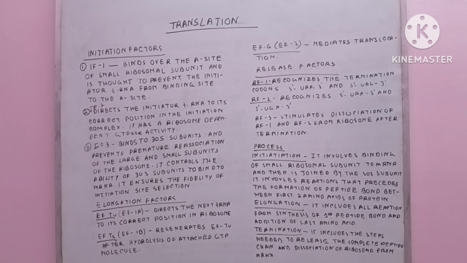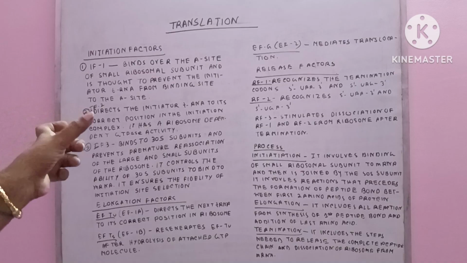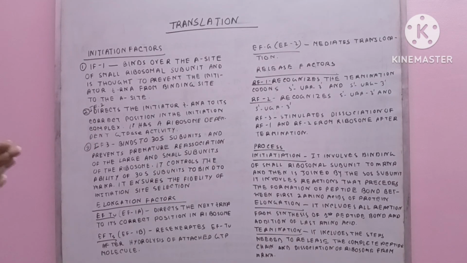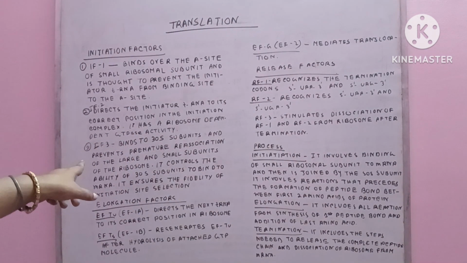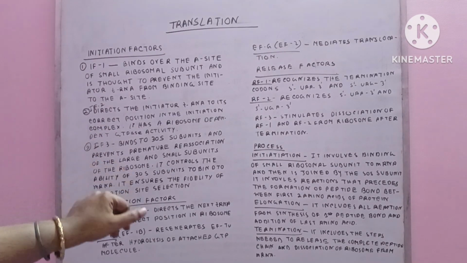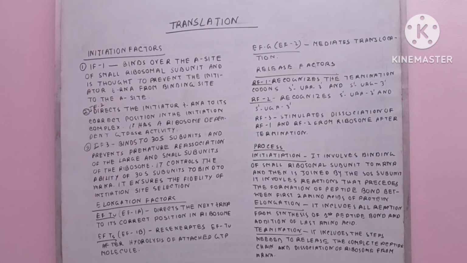And the last one, IF3, binds to the 30S subunit and prevents the premature reassociation of the large and the small subunits of the ribosome. That means there are two subunits, large and small, so the function of IF3 is to prevent the premature reassociation of the two subunits. It also controls the ability of the 30S subunit to bind to the mRNA, helping it bind with the mRNA, and it ensures initiation site selection.